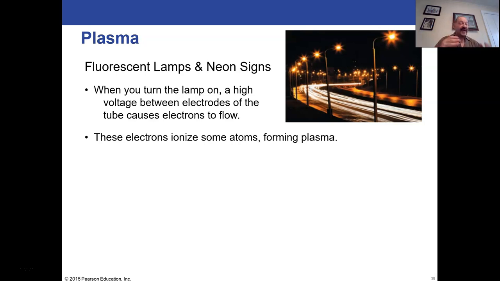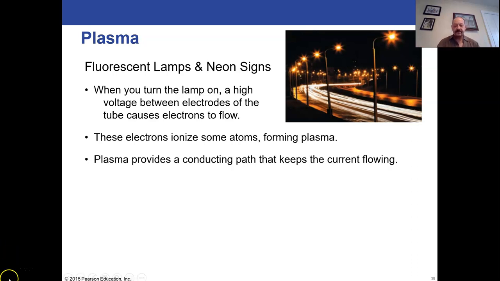And these electrons will hit gas that's in those lamps. It might be neon gas for neon lights. It could be other gases like argon, xenon, and it will basically knock away electrons from these atoms, ionizing them, and ionized gas is plasma. This plasma provides a conducting path for current to flow through. Remember, the plasma are charged particles. So movement of charged particles is current. That is what we think of as electricity.